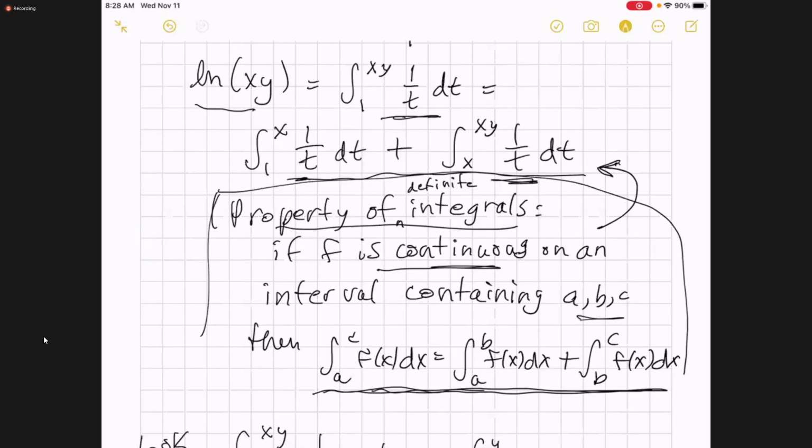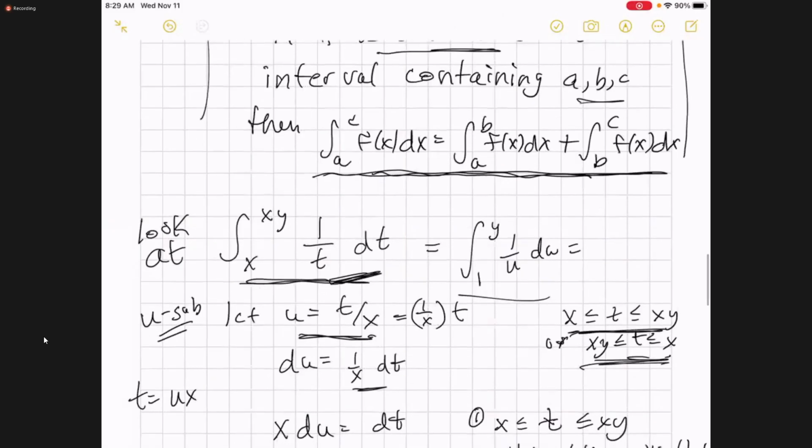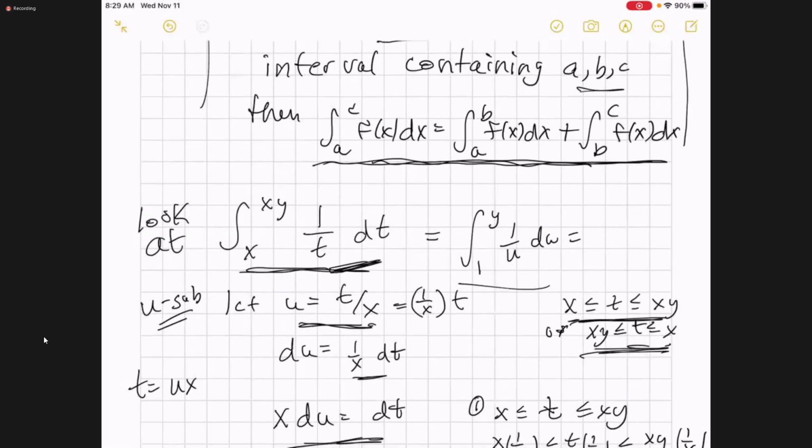Okay, so I'm using this property to say that ln of xy is the sum of those two integrals. Well, that one right there is ln of x. And I'm hoping that this integral is ln of y, but I still have some work to do to show that. But here's where we did it. If I look at this integral from x to xy of 1 over t dt, and I use a u substitution, okay, so it's a strange one.